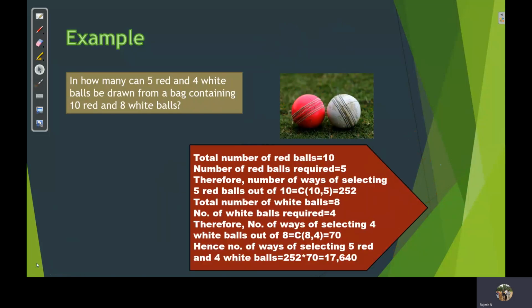In how many ways can 5 red and 4 white balls be drawn from a bag containing 10 red balls and 8 white balls? From 10 red balls, 5 red balls can be collected in 10C5 ways. And from 8 white balls, 4 white balls can be collected in 8C4 ways. 10C5 is 10 factorial by 5 factorial into (10 minus 5) factorial, into 8 factorial by 4 factorial into (8 minus 4) factorial. After simplifying, you get 17,640.